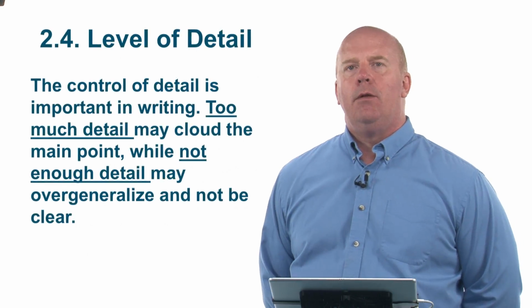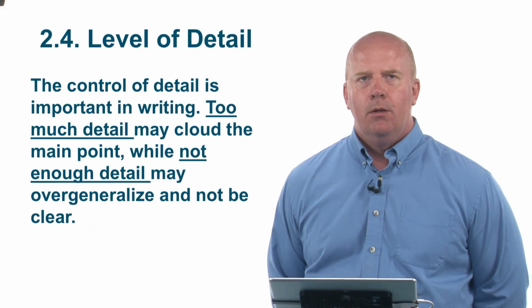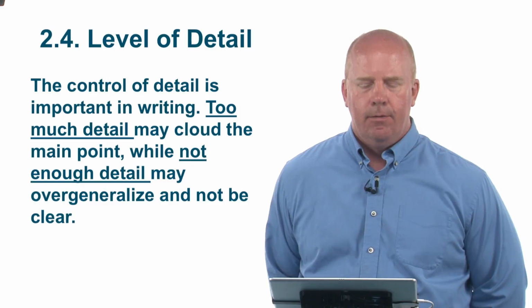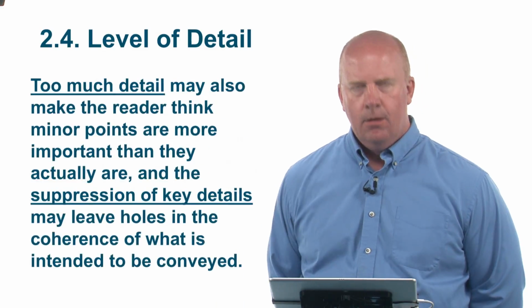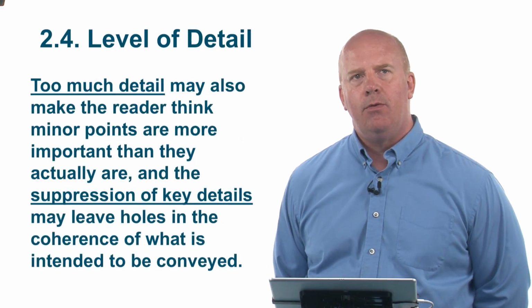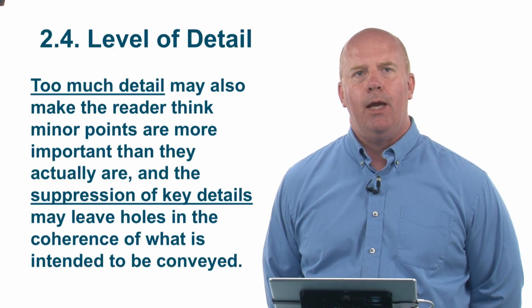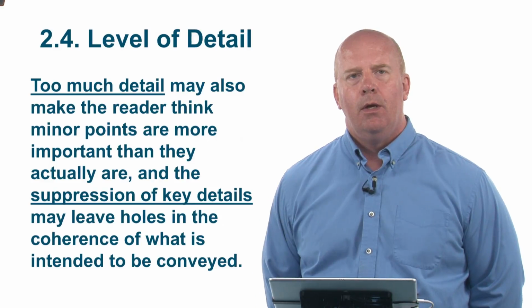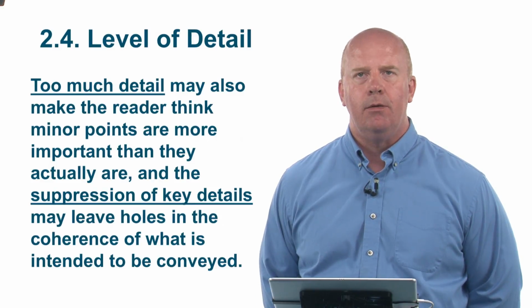So with the level of detail, this is a very short section here, but I just want to make sure it's clear about how things are presented. The control of detail is important in writing. Too much detail may cloud the main point, while not enough detail may overgeneralize and not be clear. Too much detail may also make the reader think minor points are more important than they actually are, and the suppression of key details may leave holes in the coherence of what is intended to be conveyed.